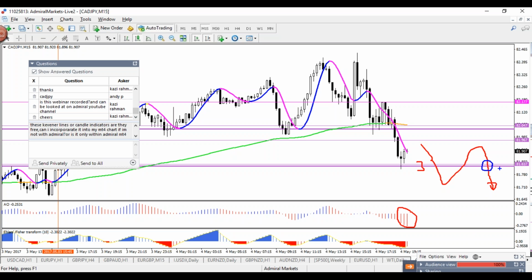Anyone else have a currency pair in mind? We can take a look at that right now. We can look at the most recent. Yes, we can look at an hourly example too.